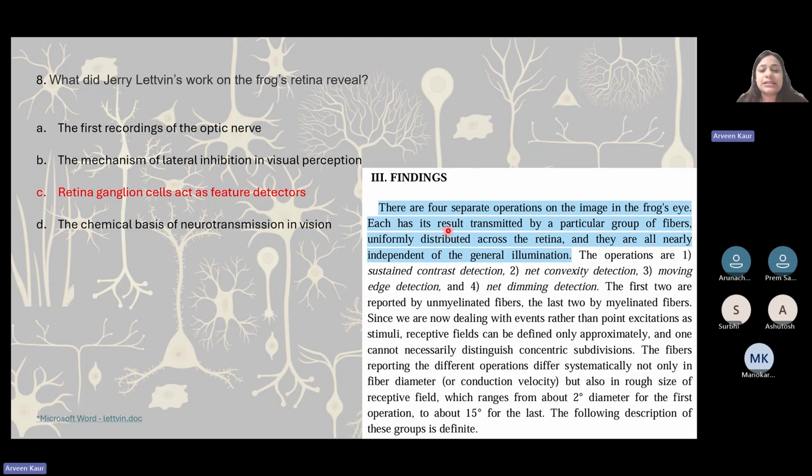Each has its result transmitted by a particular group of fibers uniformly distributed across the retina, and they are all nearly independent of the general illumination. These operations included sustained contrast detection, net convexity detection, moving edge detection, and net dimming detection. So, multiple features were actually being detected. That is why this feature detector was the result of Jerry Lettvin's work on the frog's retina.